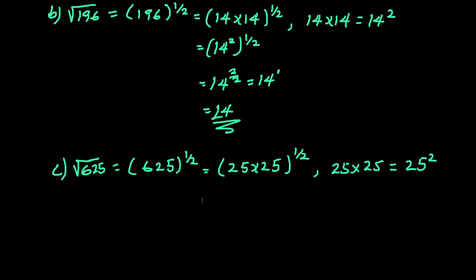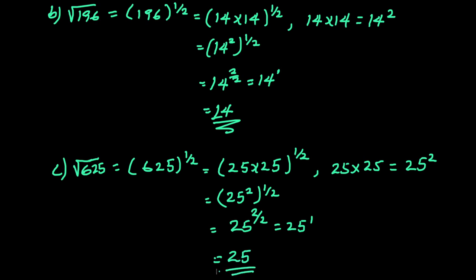Let us substitute. 25 to the power of 2, the whole to the power of 1 over 2. Look, 25 to the power of 2 times 1 over 2, which is 2 over 2. 25 to the power of 2 over 2 is 25 to the power of 1, and any number to the power of 1 is the number itself, so 25 to the power of 1 is 25. Therefore the square root of 625 is 25.